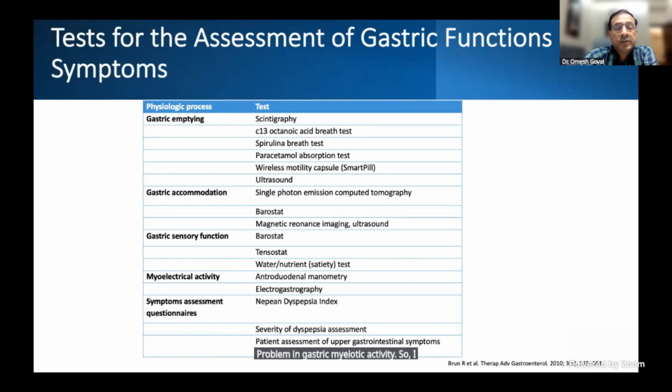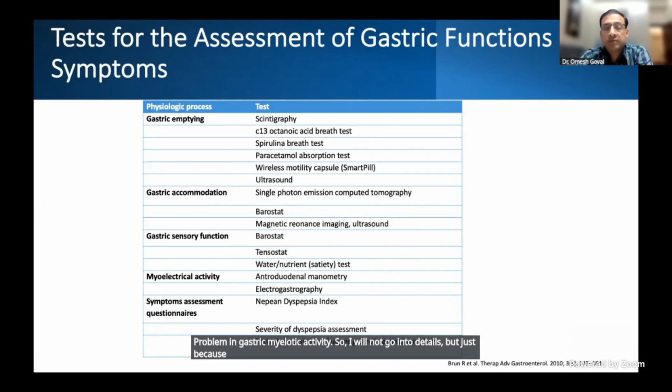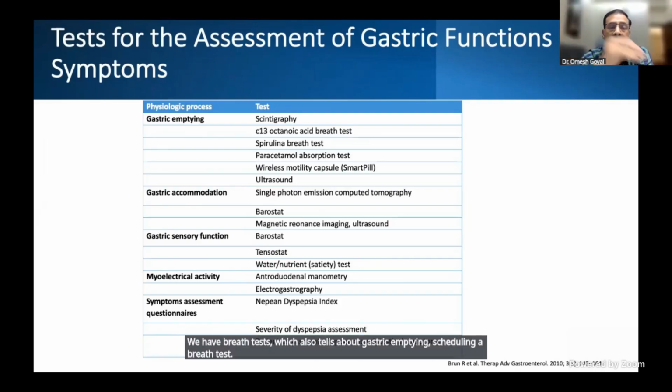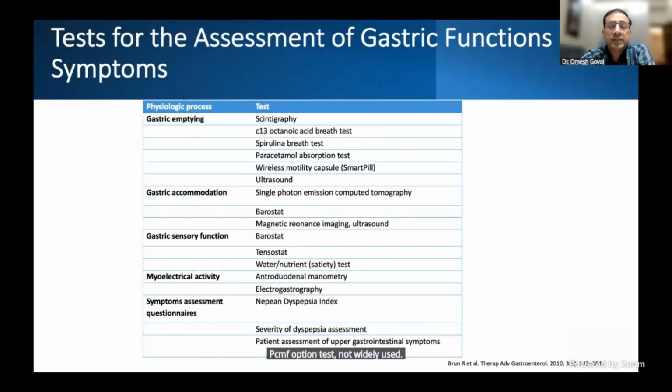I will not go into details because it's not a part of today's talk, but for these tests, we have scintigraphy, which tells about gastric emptying. We have breath tests, which also tell about gastric emptying: spirulina breath test, C13 breath test. PCM absorption test is not widely used. Wireless motility capsule is not available in our country. Ultrasound plus electrogastrography can also help in knowing gastric emptying.